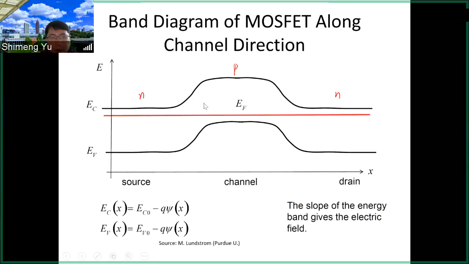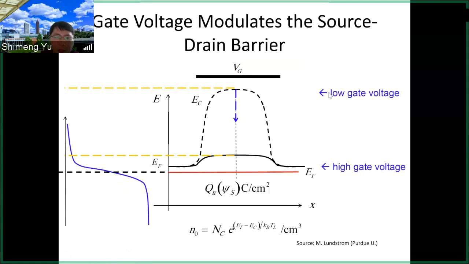So this is the equilibrium state. We have a single Fermi level without the drain voltage. And then what the gate voltage does to the band diagram is to push down the band in the channel, because gate voltage is applied to the gate, which is above the channel. So if you apply the gate voltage, you are going to push down the band. The barrier from the source to the channel will be reduced.